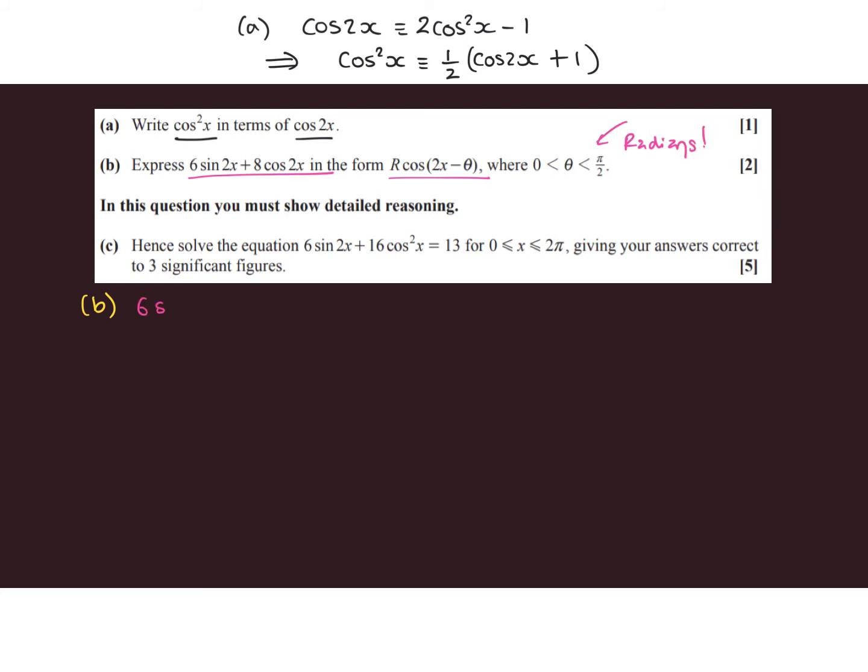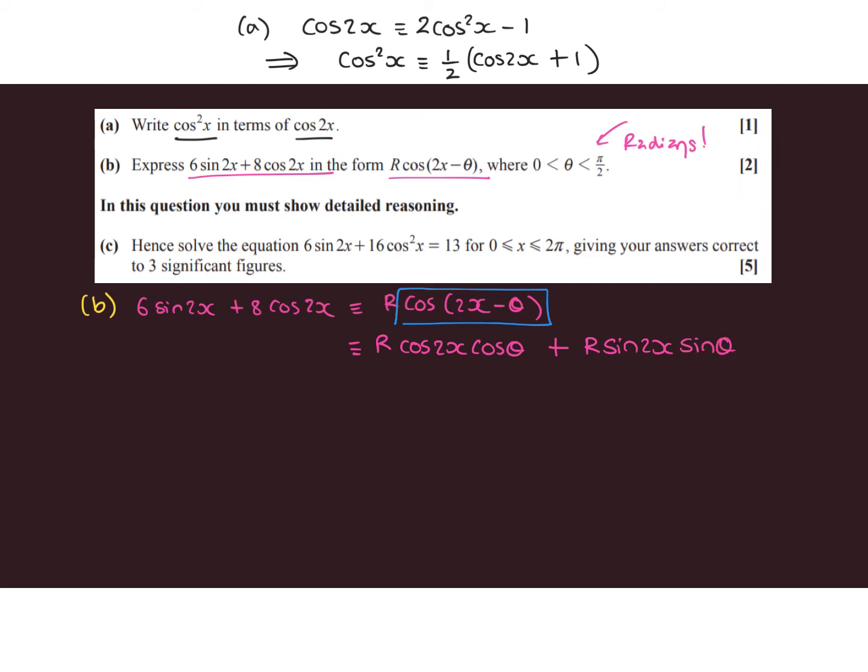So we want to say that 6 sine 2x plus 8 cos 2x can be expressed in the format r cos(2x minus theta). So we now want to make sure we use the compound angle formula for cos of (a plus b) here and multiply both parts of that by r. So we want r cos 2x cos theta plus r sine 2x sine theta.